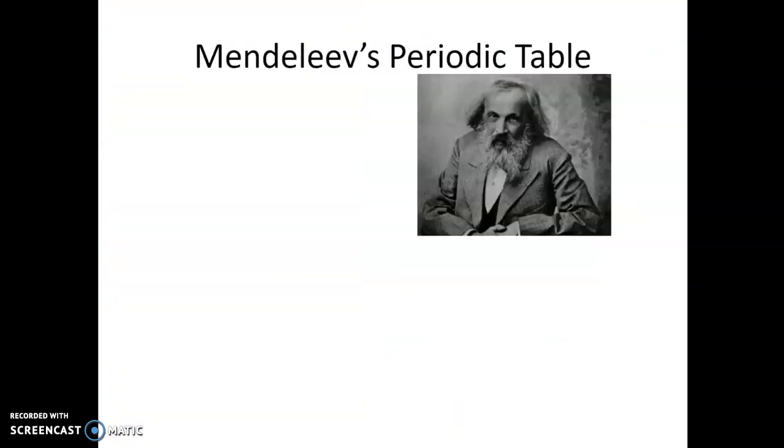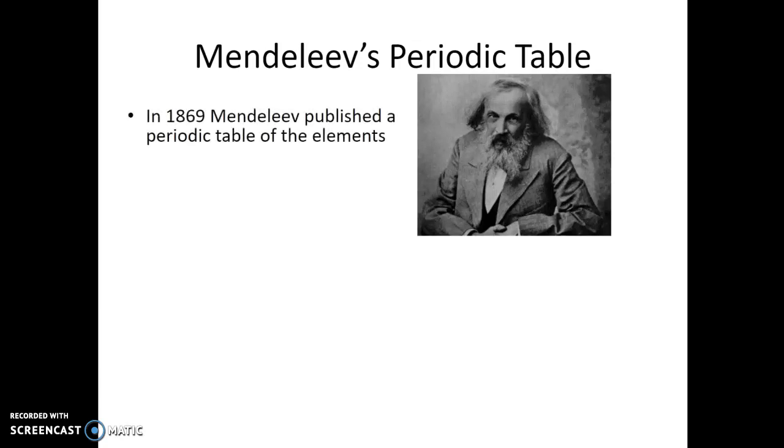Mendeleev is a Russian dude. Well, he's not alive anymore. And as you can see from his photo, he truly has the look of a crazy Russian scientist, which I highly approve of. And he was incredible. In 1869, he published a periodic table of the elements.